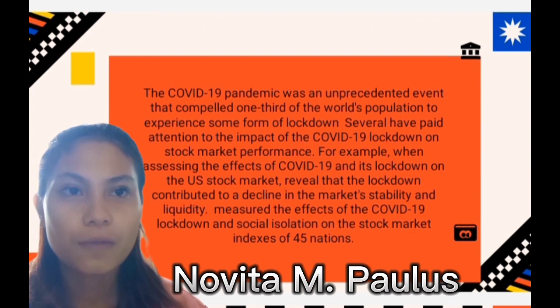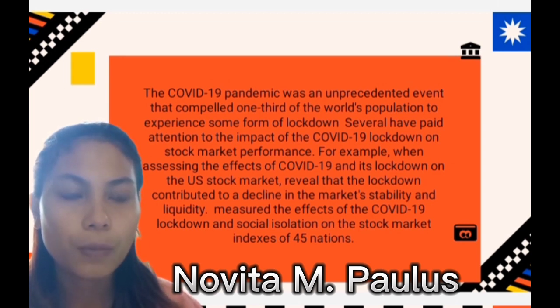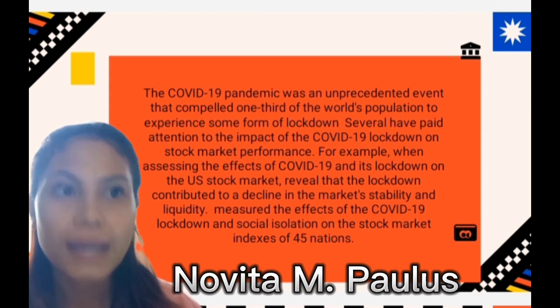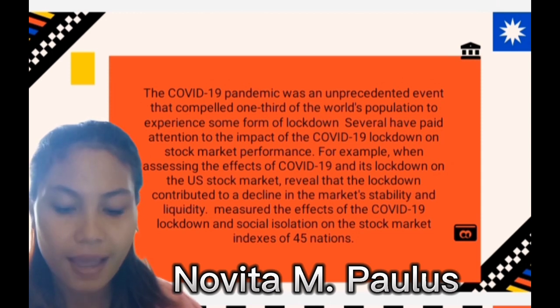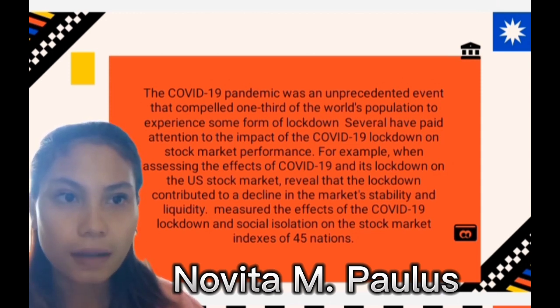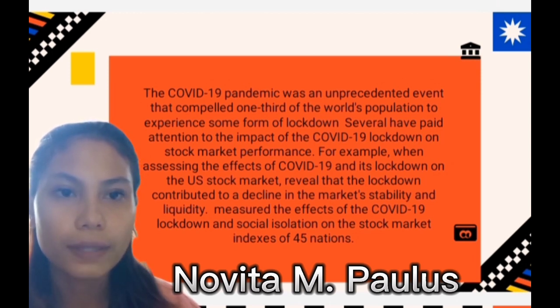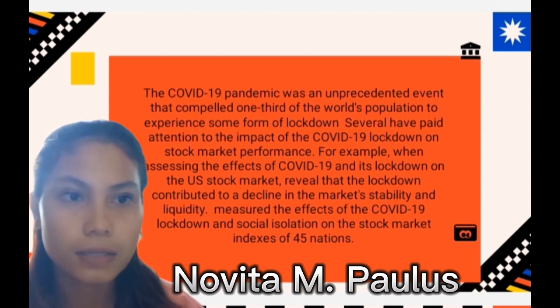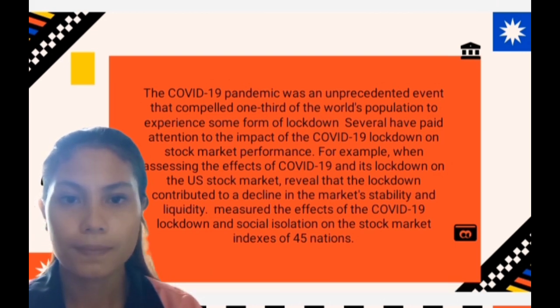Okay, next. The COVID-19 pandemic was an unpredicted event that forced much of the world's population to undergo some form of lockdown. Several studies have attempted to assess the impacts of the COVID-19 lockdown on the stock market. For example, analyzing the event of COVID-19 and its lockdown on the stock market reflects the lockdown's effect on the market's stability and liquidity, and makes clear the effects of the COVID-19 lockdown. Thank you for your time.